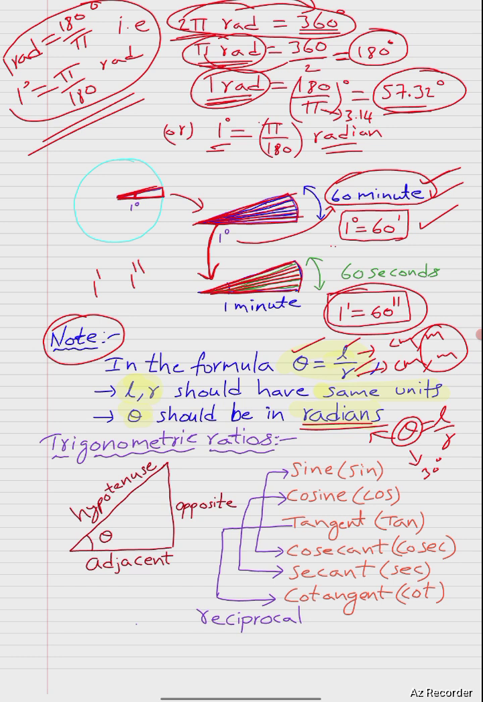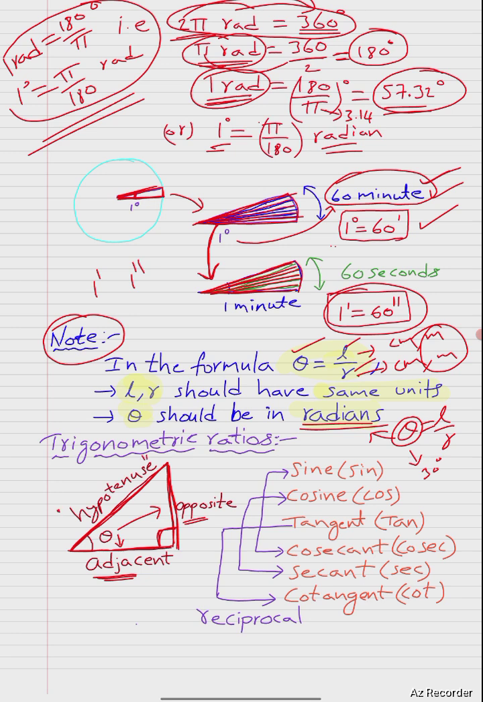Next one, trigonometric ratios. Here if you look at this right angle triangle, these ratios are for right angle triangle. Here we have adjacent side. Whichever side is adjacent to this theta is called adjacent side. Whichever side is opposite to this theta is called opposite side, and the longest side of the triangle is called hypotenuse. These things you already know.